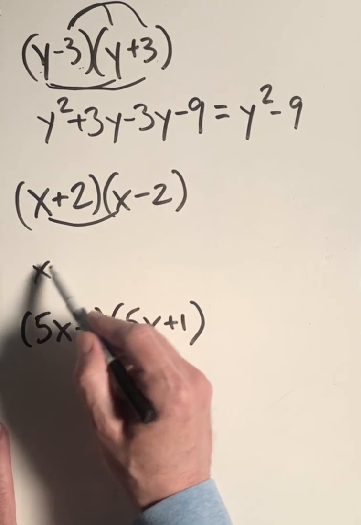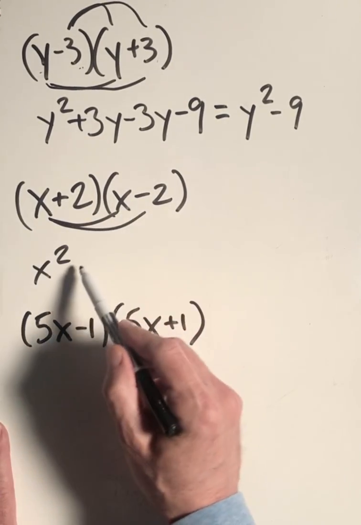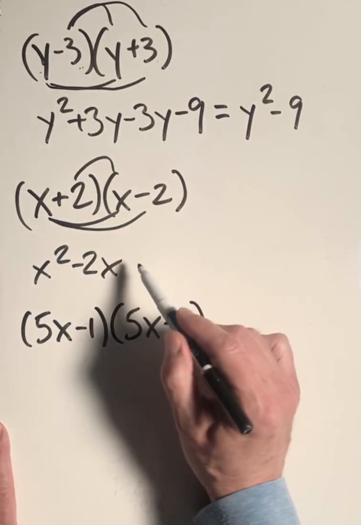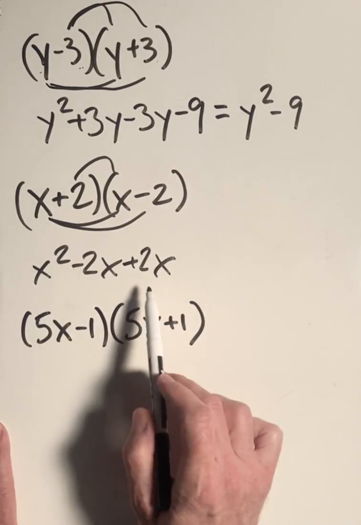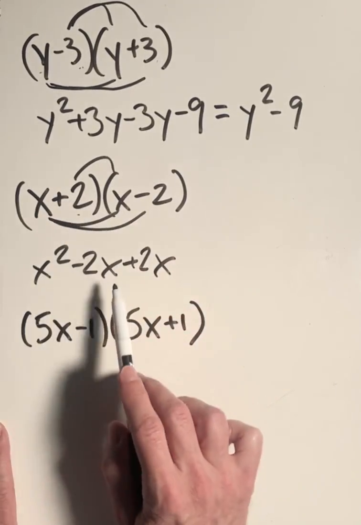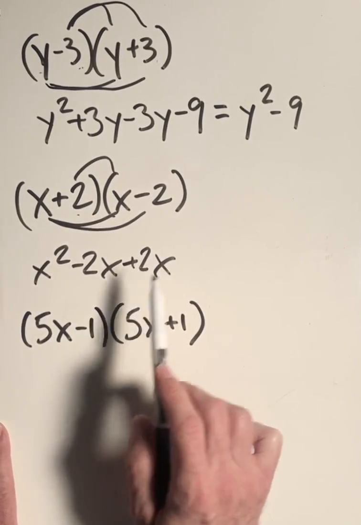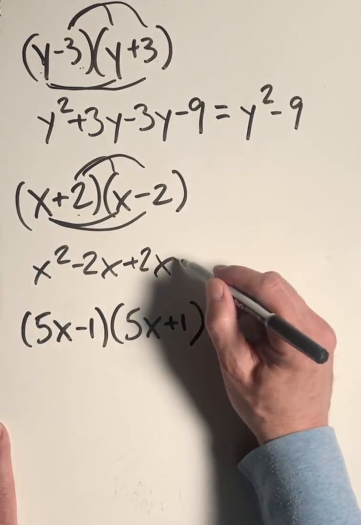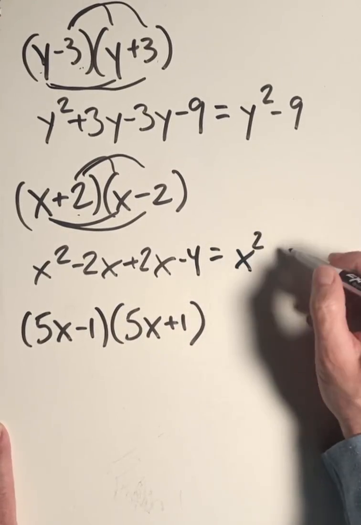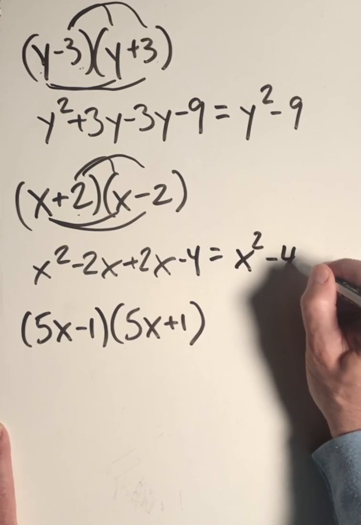X times x is x squared. X times negative 2 is negative 2x. Positive 2 times x is positive 2x. Again, because of the structure here and how the terms are identical except for the sign, these two will cancel. Positive 2 times negative 2 is negative 4. So we will re-express this as x squared minus 4.